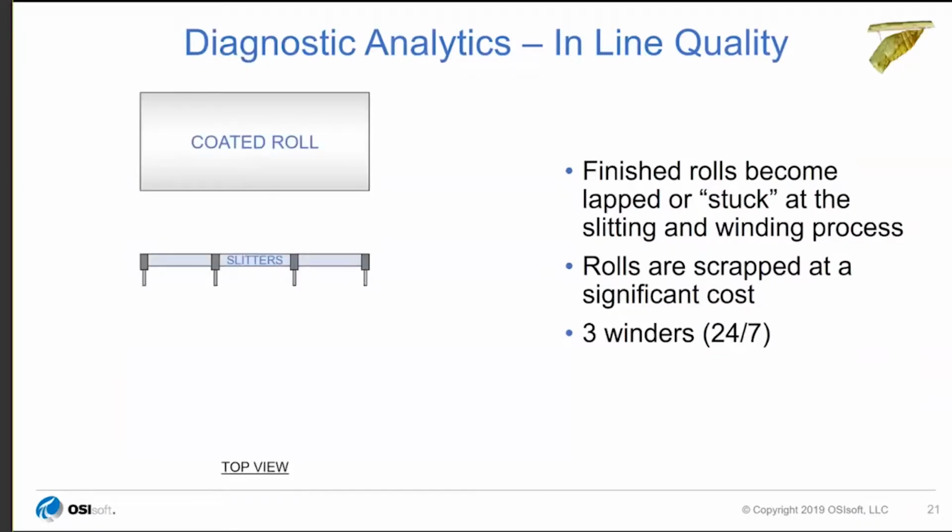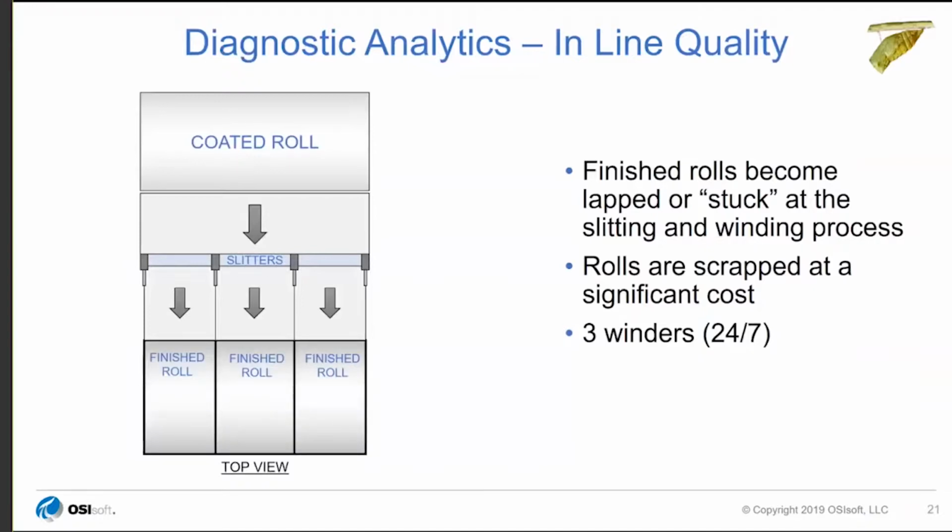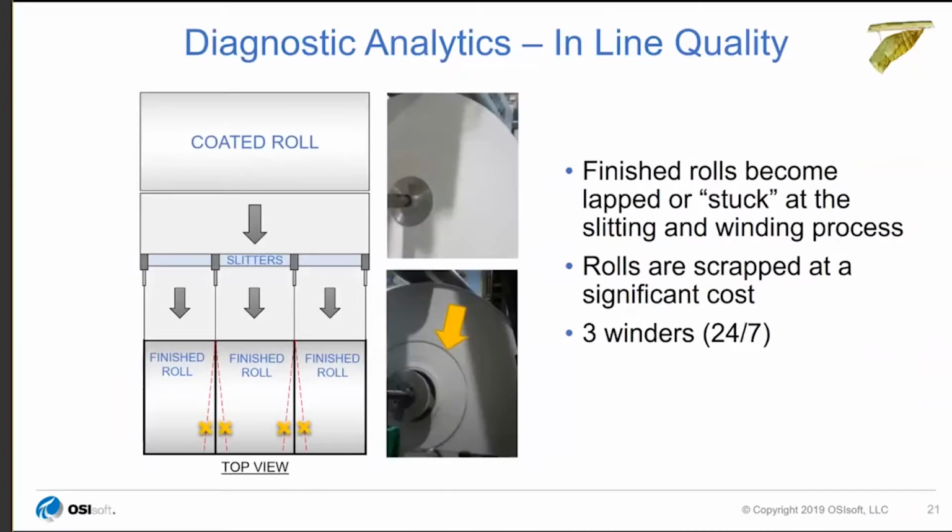And this is how the process works. You have the coated roll, they have to go through the slitters, and then to the rewinders where you have the smaller rolls. And when it is stuck, it looks something like this. Here in the middle, you can see where the arrow is. It's not perfectly aligned at the end of the roll, and this causes a problem for the customers, or the next step in the process, that are going to be cutting this liner or this paper into the final product.